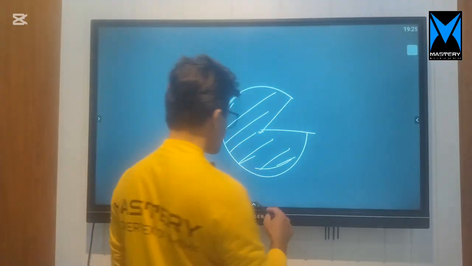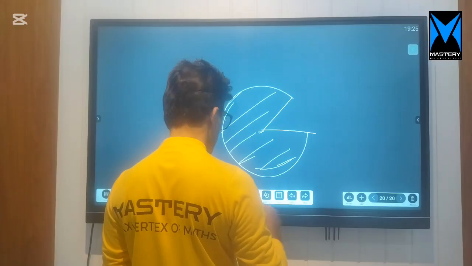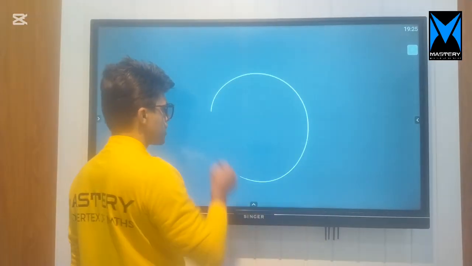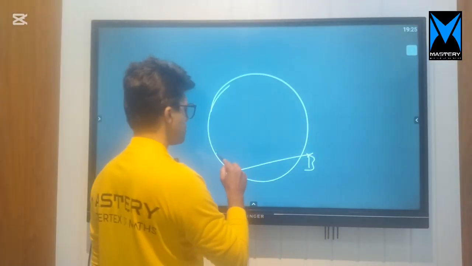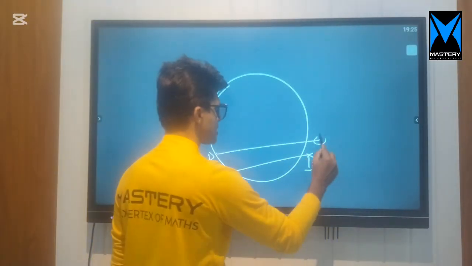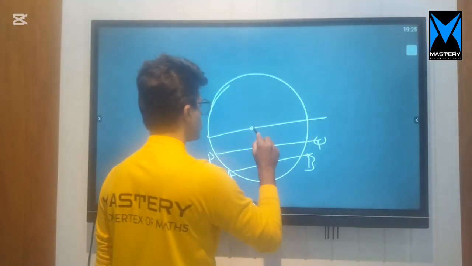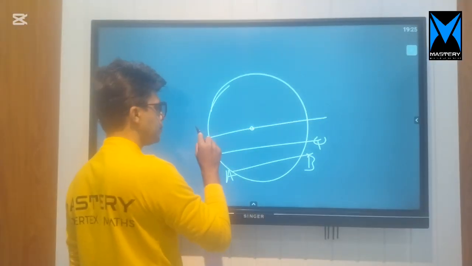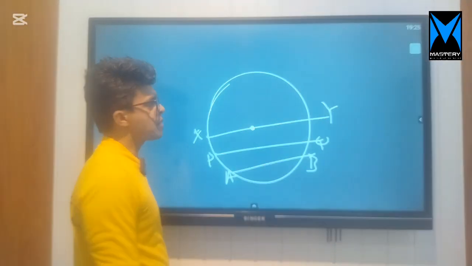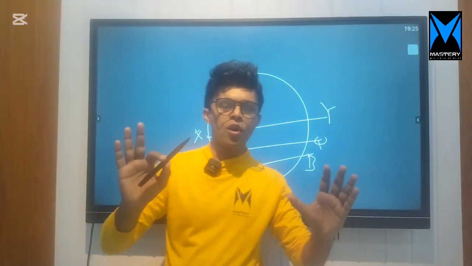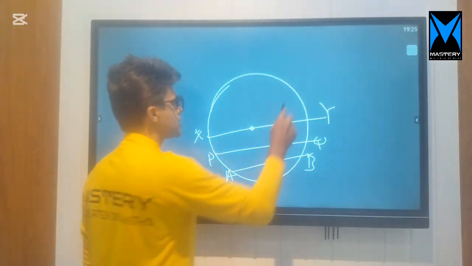So what's the longest chord of a circle? Here is a chord, AB. Then gradually what happens to the chord? It increases. Then this chord goes through the center, XY. So bear in mind, the longest chord of a circle is the diameter.